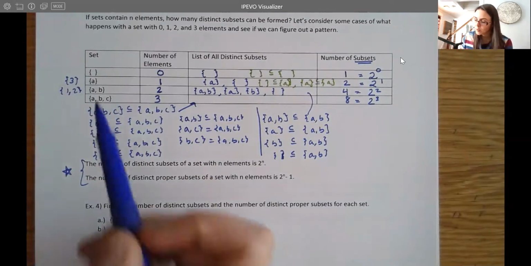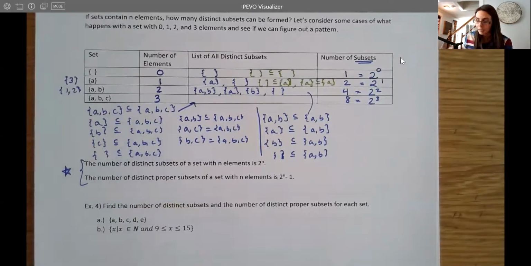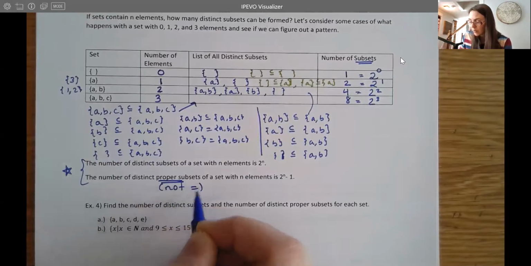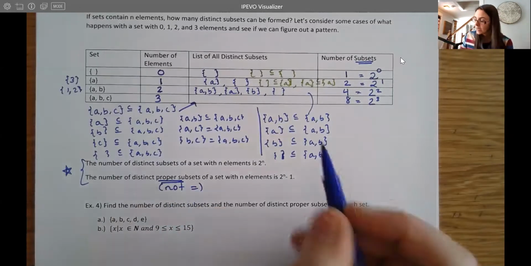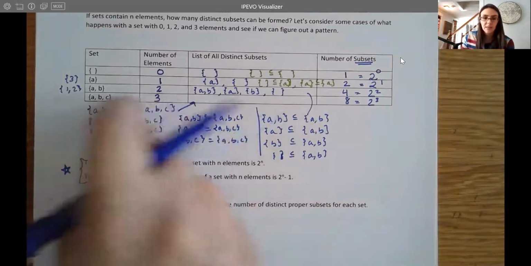Now, when we're doing subsets, we also include the original set itself. So if you want to be a proper subset, so not equal, right? We're not including equality, then it's the same calculation, but you subtract 1 out. So we eliminate this option here.